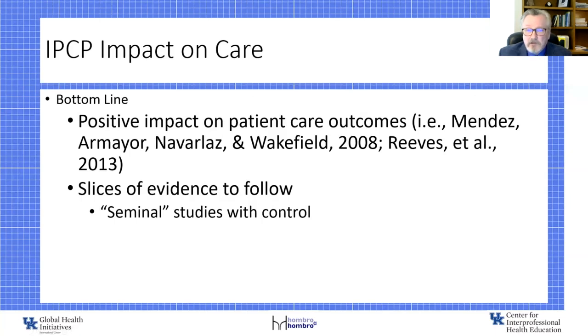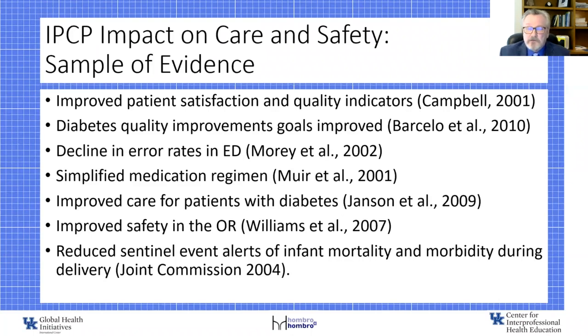I've selected the next few. You can go ahead and change it, Dr. Ryan. These were seminal studies, if you will, done early on, and they used randomized controlled methods as opposed to other methods, so the rigor of them is helpful. We can see that there have been instances where it's improved patient satisfaction and quality indicators. In the area of diabetes, quality improvement goals were achieved using an interprofessional team.